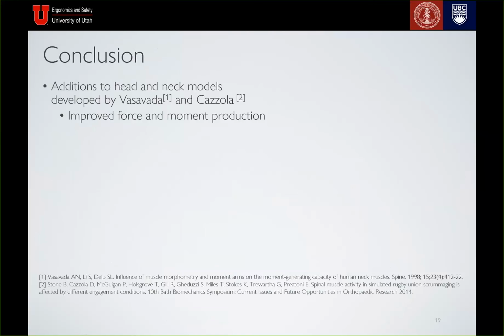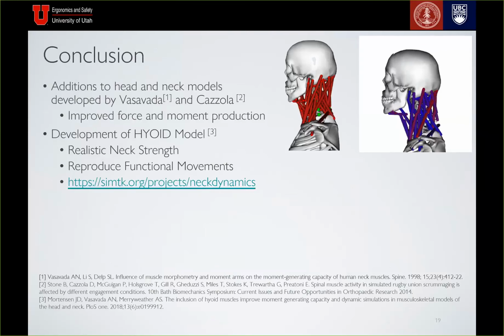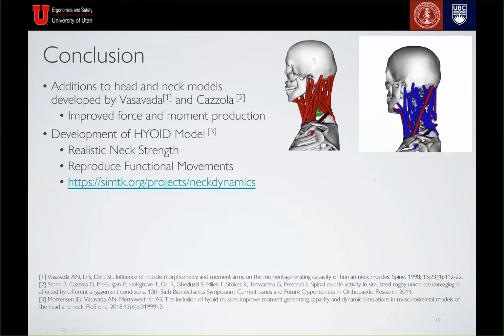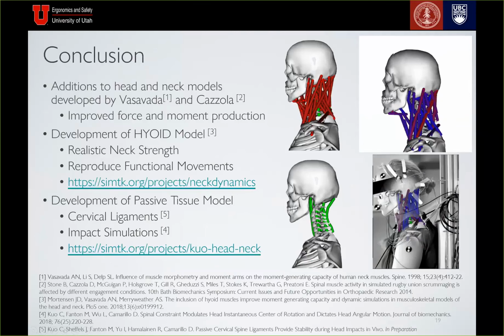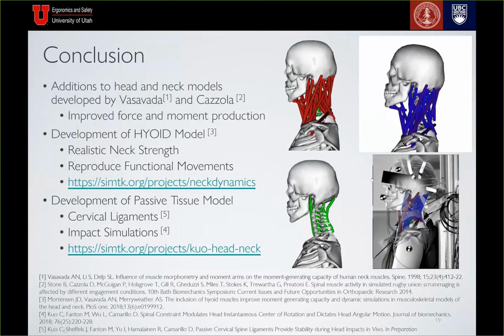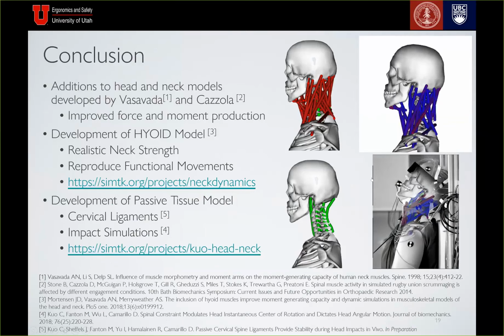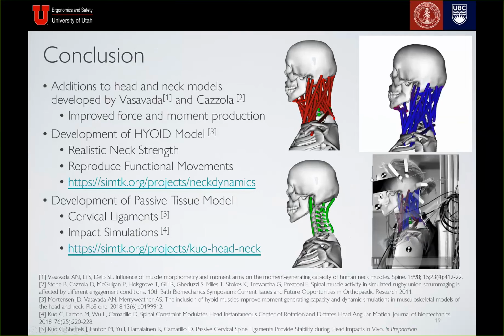So in conclusion, John and I have presented our work on improving the force and moment production capabilities of the OpenSim head and neck model. John, in his development of the hyoid model, has implemented hyoid muscles that produce realistic neck strength in all directions to reproduce functional movements. In adding rate-dependent cervical spine ligaments, I've included passive structures that provide additional stability in head impact, allowing for simulations of real-world impacts.